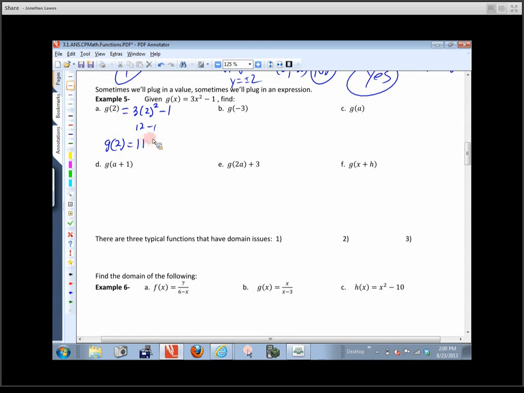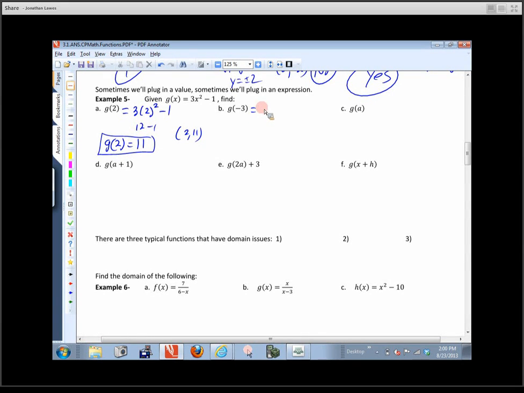Now I want you to listen really carefully. Why did I say I like function notation? What's the advantage of having it written like this? What's that, Alex? You can see your x and your y. In other words, you can see the point that's on the graph. If g of 2 is 11, what point is on the graph? 2, 11.